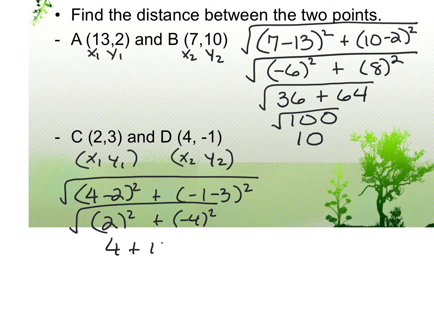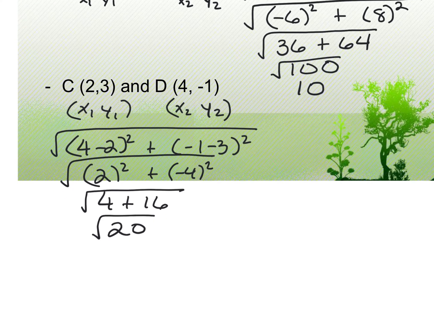4 plus 16. Square root of 20. 20 is not a perfect square. We need to leave this in simplest radical form because we're not using a calculator. So when you're simplifying this, we can't leave a non-perfect square not broken down. If we can break it down, we need to.